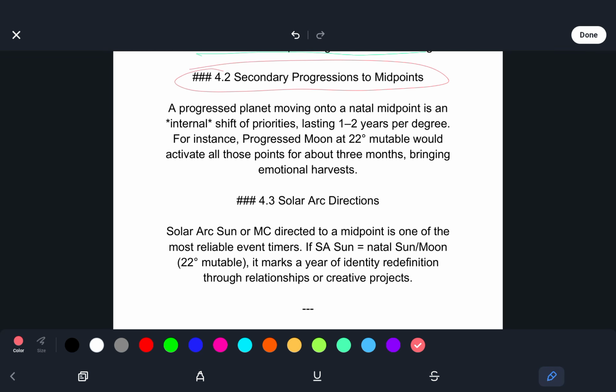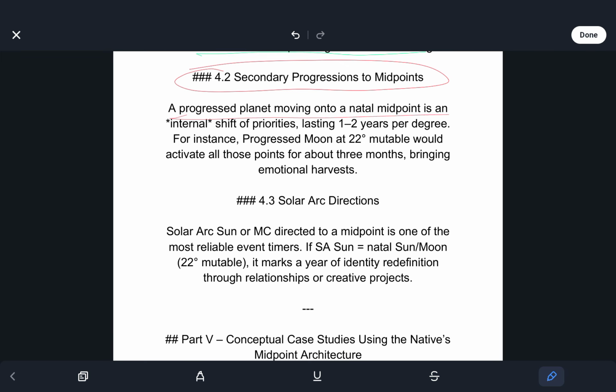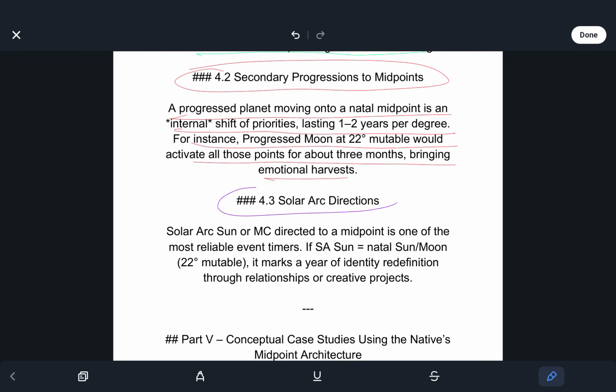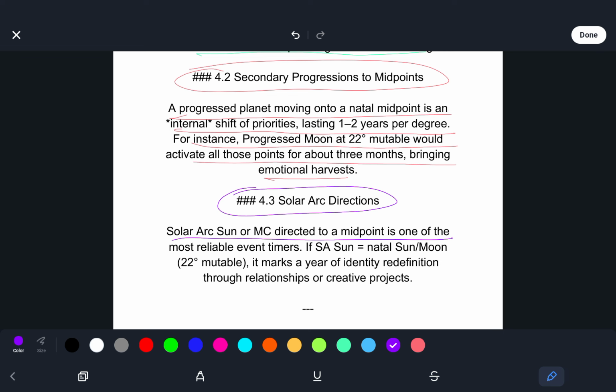Secondary progressions to midpoints. A progressed planet moving onto a natal midpoint is an internal shift of priorities, lasting 1 through 2 years per degree. For instance, progressed Moon at 22 degrees mutable would activate all those points for about 3 months, bringing emotional harvest. Solar arc directions. So solar arc Sun or the midheaven directed to a midpoint is one of the most reliable event timers. If the SA Sun equals the natal Sun-Moon, 22 degrees mutable, it marks a year of identity redefinition through relationships or creative projects.